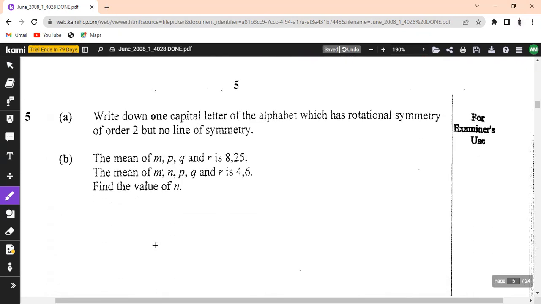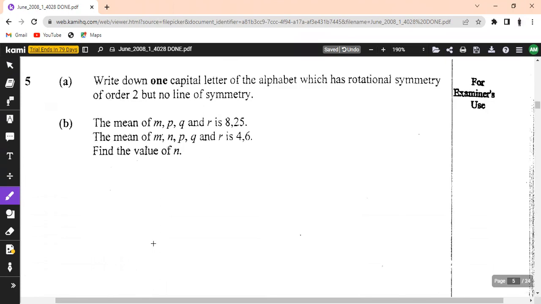Let's see, number 5, we are given one capital letter of the alphabet which has rotational symmetry of order 2, but no line of symmetry. So there is a letter that doesn't have a line of symmetry, but it has got an order of rotational symmetry. Which letter is that one?